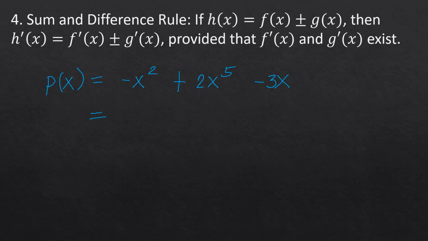So the derivative of this function, p prime of x, is negative 2x raised to 1 with the power rule, plus 5 times 2 is 10, and subtract 1 from 5, so 5 minus 1, 4. You just copy the numerical coefficient, that is negative 3, so minus 3. So that will be the derivative of the function.